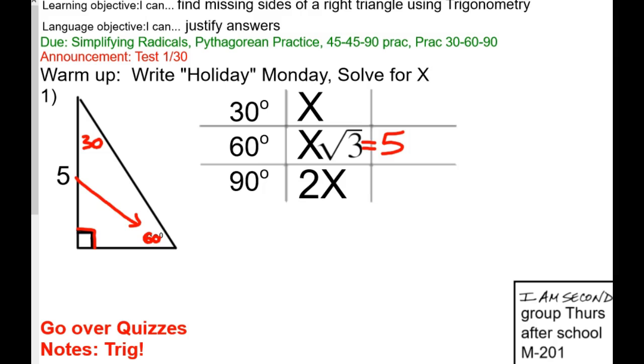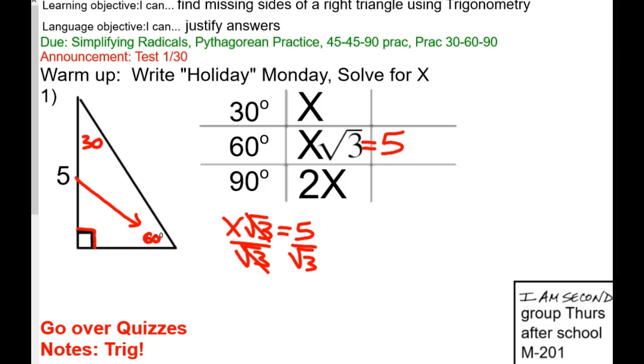So we have to do a little bit of algebra to figure that out. I'm going to rewrite the little equation I have. If I want to get x by itself, this square root of 3 has to go. How do I get rid of it? I divide by that extra number. So we're going to divide by square root of 3, and on the right side, divide by square root of 3.